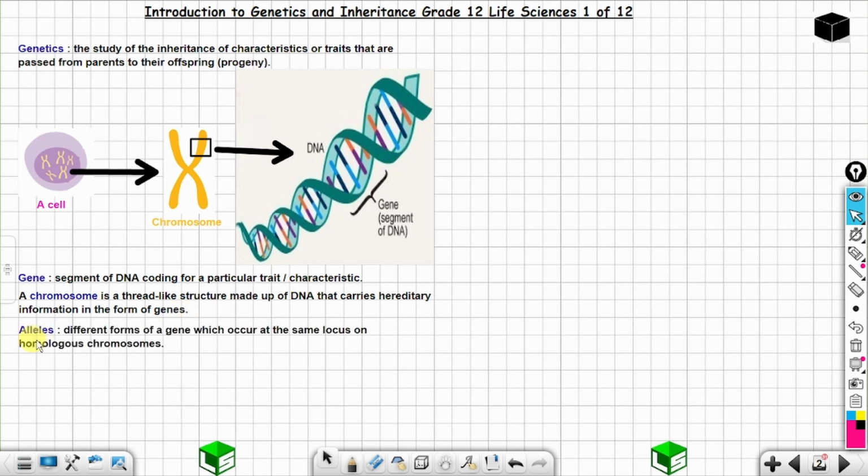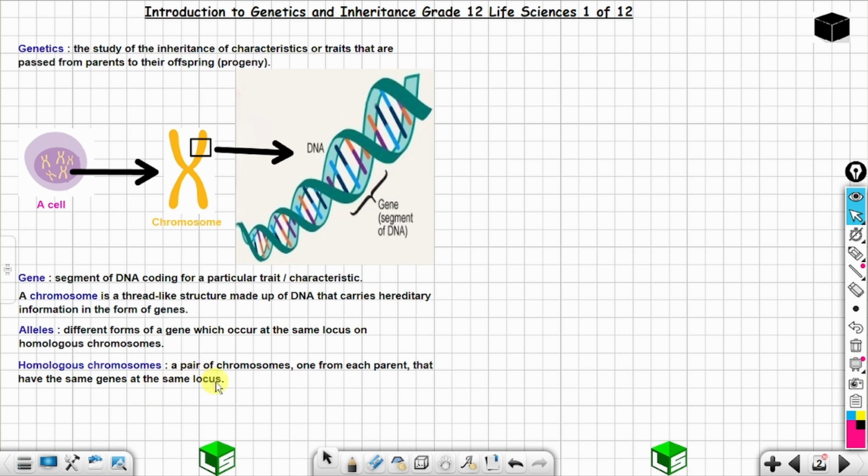So, what are alleles? Alleles are different forms of a gene which occur at the same locus on homologous chromosomes. And homologous chromosomes are a pair of chromosomes, one from each parent, that have the same genes at the same locus. One from the mother and one from the father. They have the same genes at the same locus.